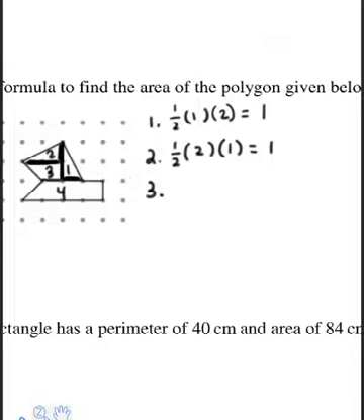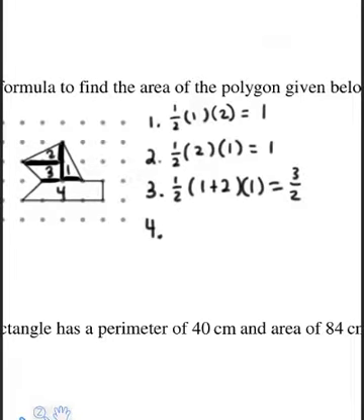Okay, the area of a trapezoid is 1/2, and then you add the two bases. So we have a base of 1, and then looks like a base of 2, and then you multiply that by the height. And then so that equals 1 plus 2 is 3. 3 times 1 is 3. This is 3/2.